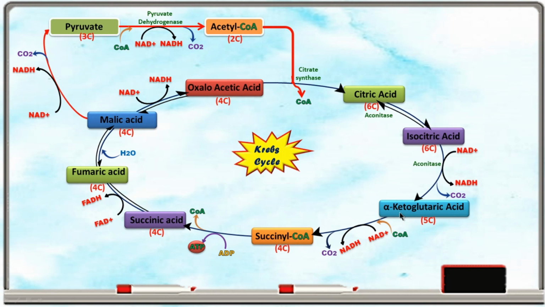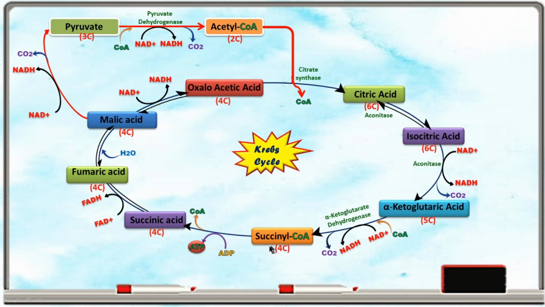So now the alpha-ketoglutaric acid is converted into succinyl-CoA with the help of the enzyme alpha-ketoglutarate dehydrogenase. And here also a NAD plus molecule is converted into a NADH molecule, and the elimination of CO2 occurs. That means here also the elimination of carbon occurs to convert a 5-carbon molecule into a 4-carbon compound. And to produce the succinyl-CoA molecule, a coenzyme A is added to this reaction.